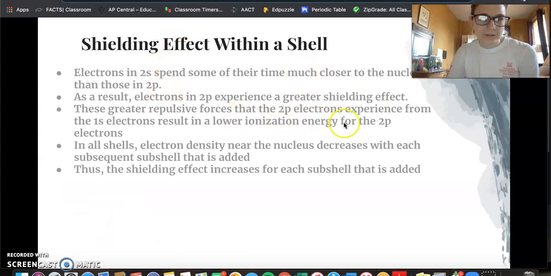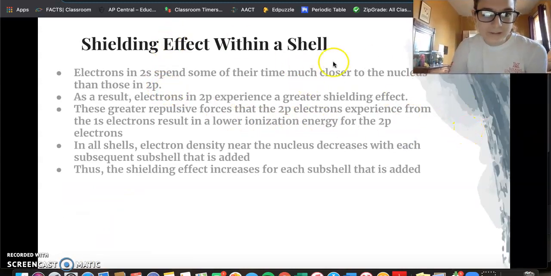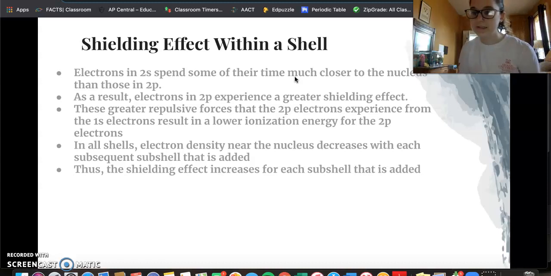Okay, and this kind of goes into that as well, pretty much the same stuff I just said. 2s spend their time much closer to the nucleus than 2p, so 2p experience a greater shielding effect. Greater repulsive forces that the 2p experience from 1s result in a lower ionization energy for the 2p electrons. So it is easier to strip away an electron from 2p than 2s, even though they are both in the same energy level. In all shells, electron density near the nucleus decreases with each subsequent shell that is added. So the shielding effect increases for each subshell that is added.